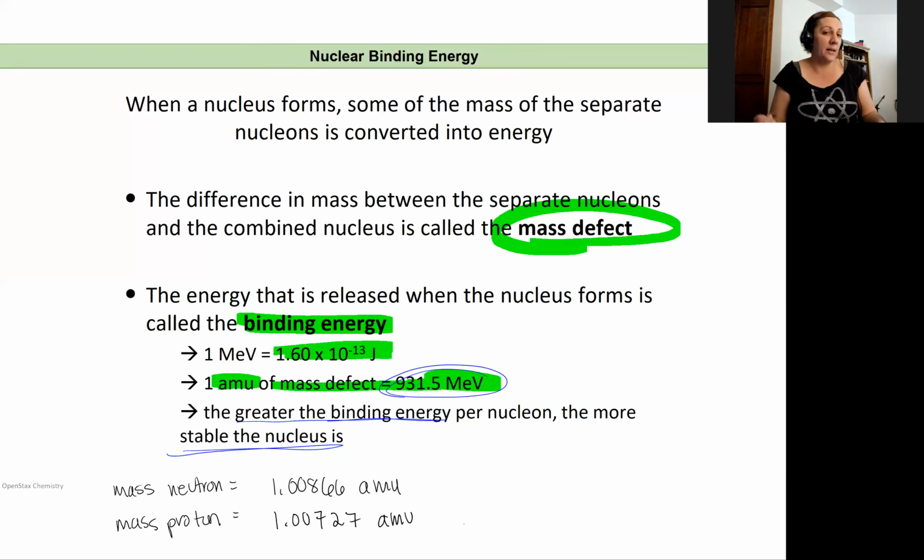A lot of my example problems, though, were developed when I was teaching out of the TRO textbook, and so I tend to use the version reported there, which is 1.00783 atomic mass units, and it doesn't matter which one you use. You'll get in the same ballpark. All right, so let's take a look at one of these.